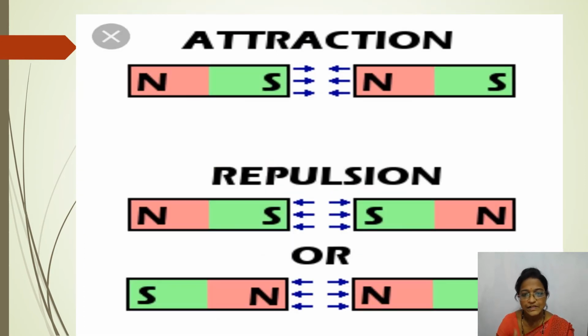Even you can see here, attraction means when it goes south, north, and even here north and here south. At that time it attracts. When it comes to repulsion, south, south, like poles, it repels. And here north, north. What happens when we take two like poles, north and north, to each other? It repels, isn't it? Yes.